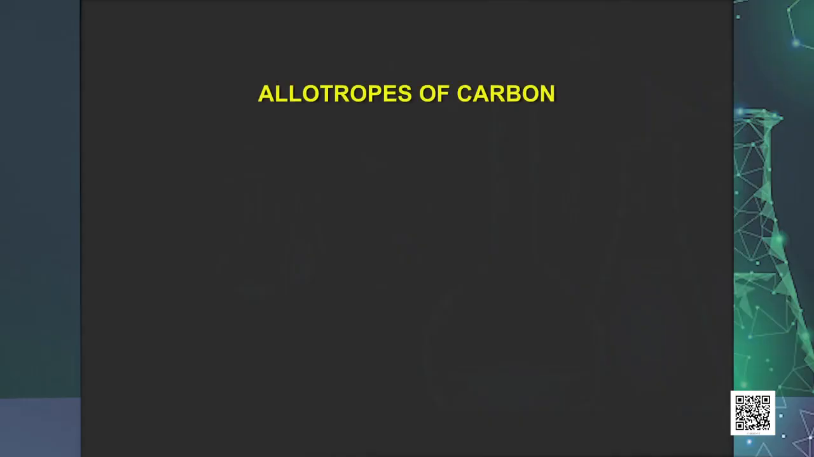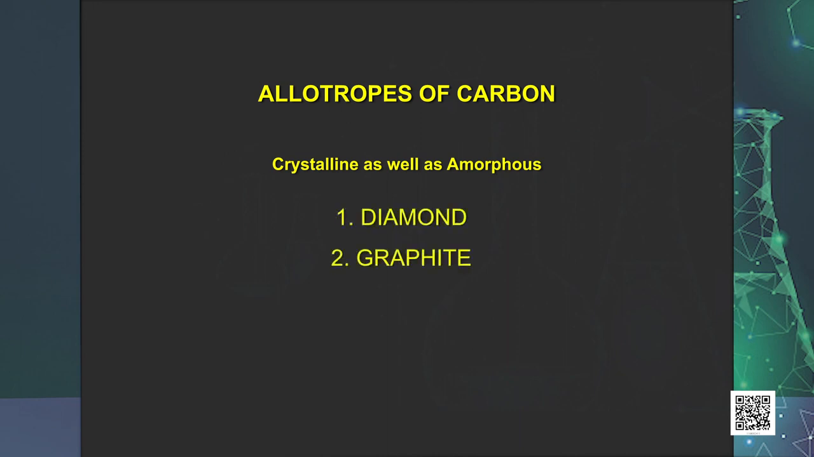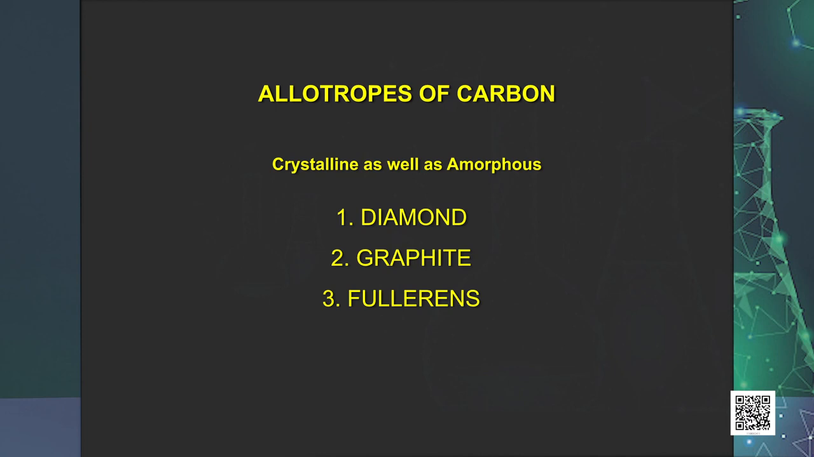Due to the property of catenation and p-pi bond formation, carbon is able to show allotropic forms. Due to the unique properties of carbon, it exhibits many allotropic forms, both crystalline as well as amorphous. Diamond and graphite are two well-known crystalline forms of carbon. For a fact, H.W. Kroto, E. Smalley and R.F. Curl were awarded the Nobel Prize in 1996 for their discovery of the third allotropic form of carbon, that is fullerenes, in 1985.